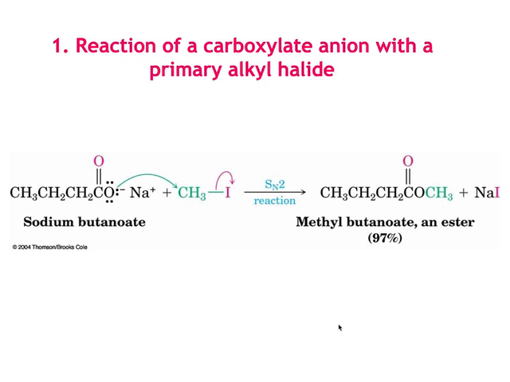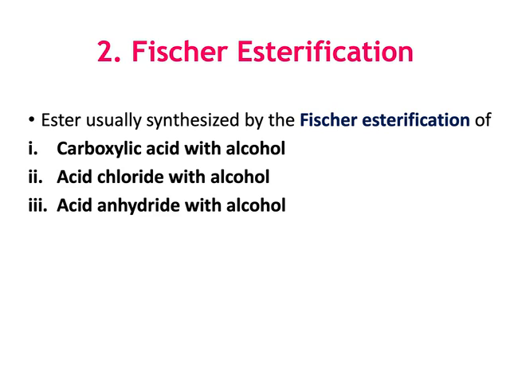Okay, first is the reaction of a carboxylate anion with a primary alkyl halide. This one is the carboxylate anion, which reacts with the alkyl halide. This primary alkyl halide undergoes an SN2 reaction to produce ester. Okay, so that is how we prepare ester.